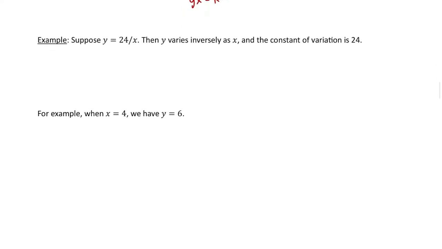Okay, now let's look at an example. Y equals 24 over x, so that has the form y equals k over x. So y varies inversely as x, and the constant of variation is 24. Or we could rewrite this as xy equals 24. So the product of x and y has to be 24. For example, when x is 4, y would have to be 6. Go back to the original equation. If you plug in 4 for x, y would have to be 6.